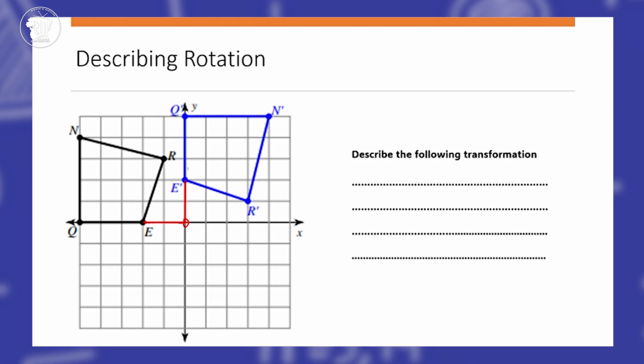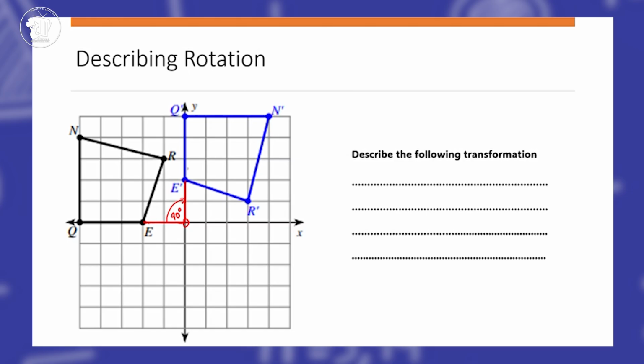So what we have here is a rotation. From the point E to E prime, we see that we went in the clockwise direction, because we know clockwise is like this. That's how the clock moves. 90 degrees. So we have: one, the center of rotation is the origin; two, it rotated 90 degrees; and three, the direction is clockwise.